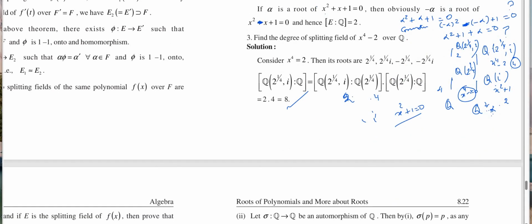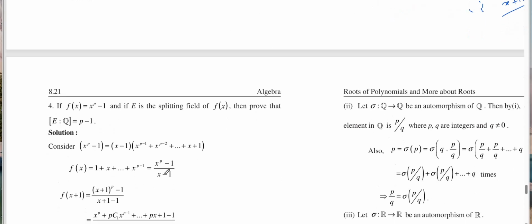So next we have x power p minus 1. Generally, where p is a prime number, we have to prove that if E is assumed to be the splitting field of f of x, then the degree of E over Q is p minus 1. You consider x power p minus 1, which we can write as x minus 1 into this. So f of x, when it is taken as 1 plus x plus and so on, x power p minus 1, we have this cross multiplying, you get this.